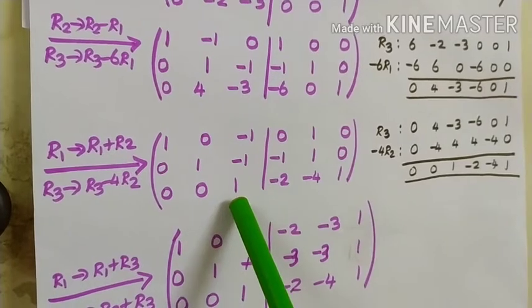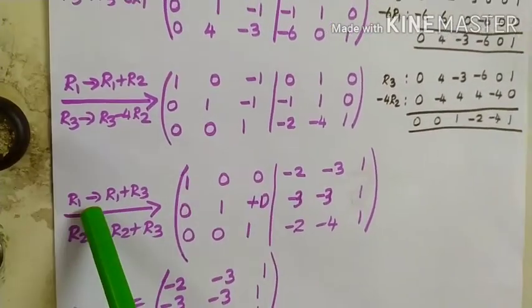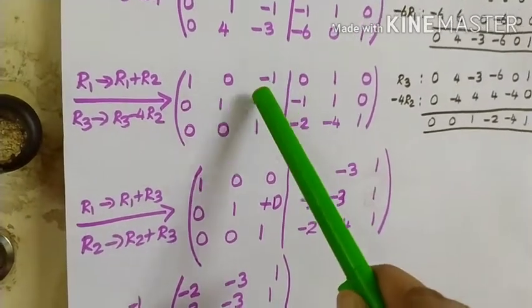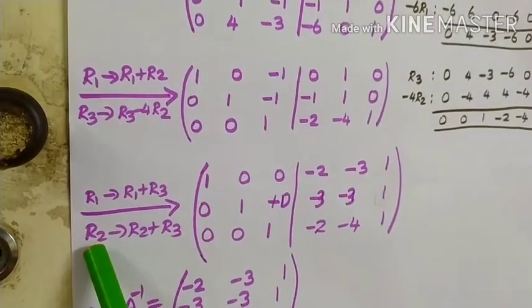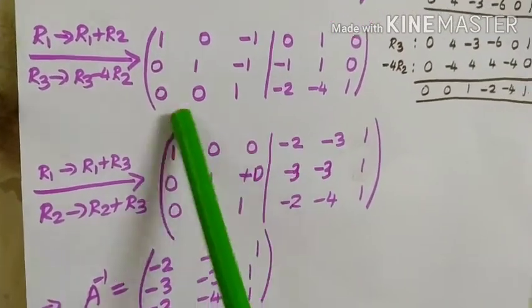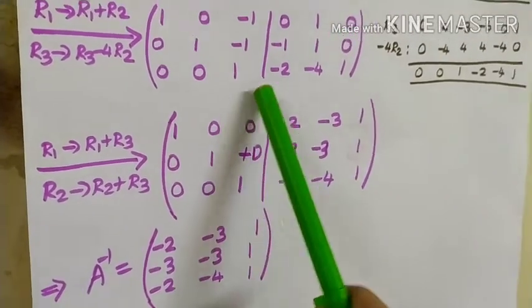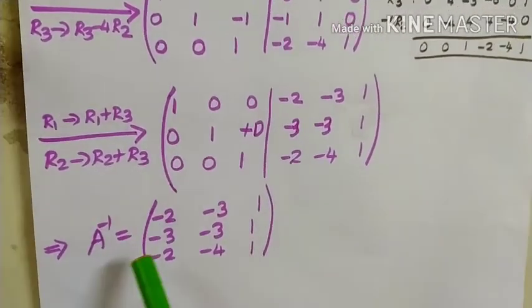So now plus 1 minus 1. So directly I can add it. So what will I write? R1 becomes R1 plus R3. R2 also becomes R2 plus R3. So I am able to arrive at the unit matrix. Whatever is coming in the second part, we term as A inverse.